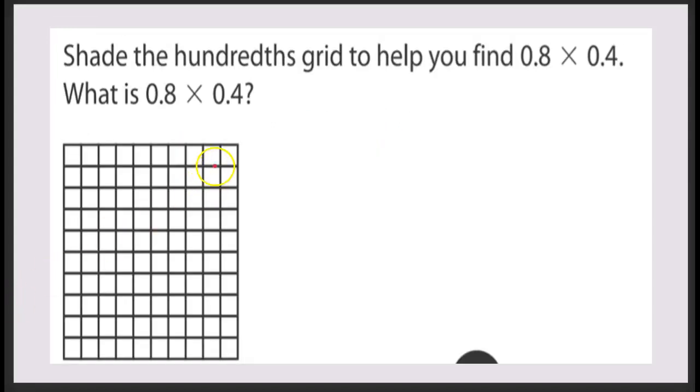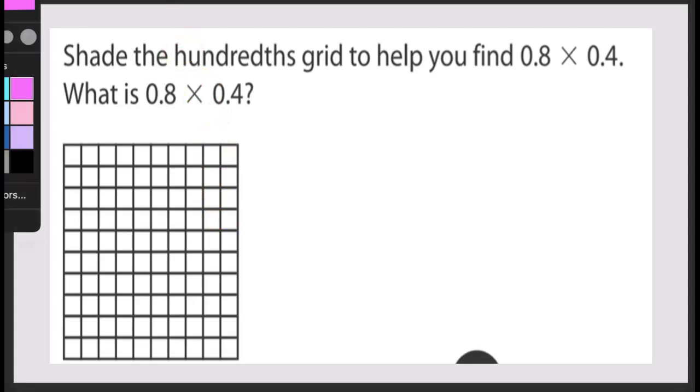Look at this one. I want you to pause the video, and I want you to try to do this one on your own. So pause it, and then it will be answered when you unpause it. So it says shade the hundredths grid to help you find 8/10 times 4/10.